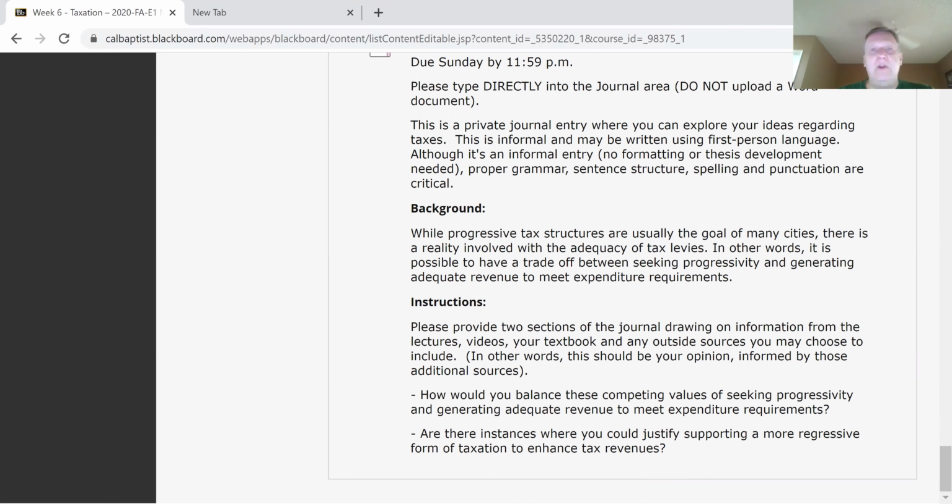So kind of, how do you balance creating a progressive system while still generating adequate revenue to cover your expenditures? And then the second part of the journal, are there instances where you could justify supporting a more regressive form of taxation in order to enhance tax revenue? So we're kind of getting at that philosophical argument. If we want to have the most progressive tax structure we can have, but we then meet the reality of needing to have enough revenue to cover our expenditures. So kind of that 2-part journal entry for me. Again, please type directly into the journal area and give me your reflections on those issues.